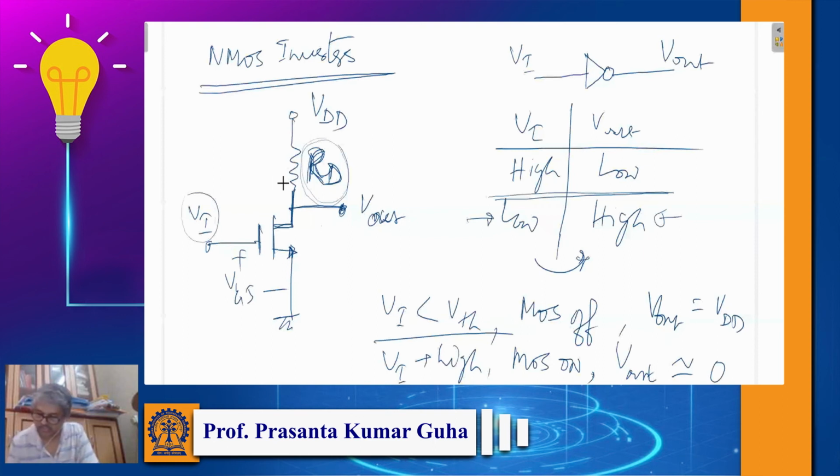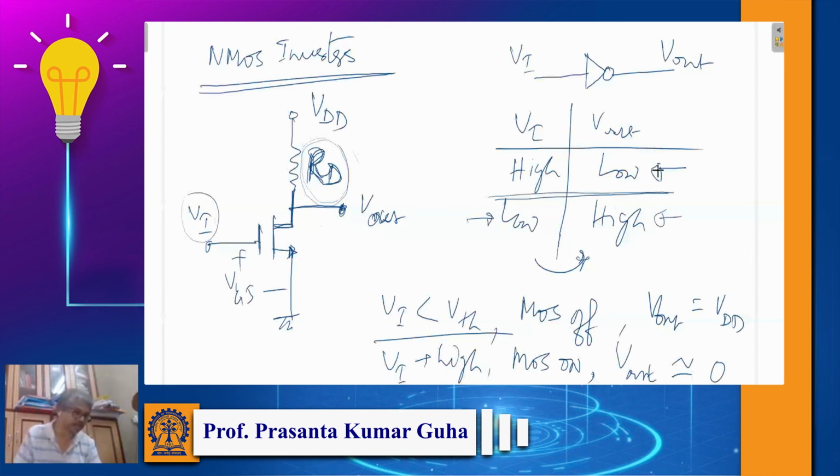So if Vi is high, Vout is low. It is acting as an inverter. When the input is high, the output is low, and when the input is low, the output is high. So this is a typical NMOS inverter.